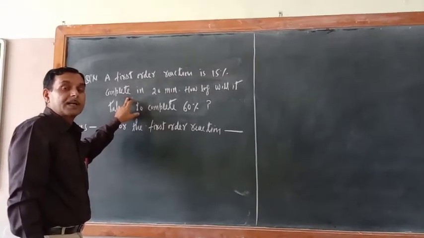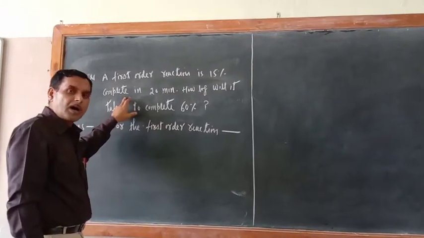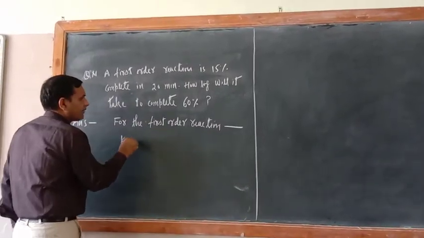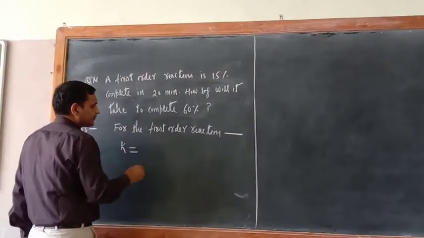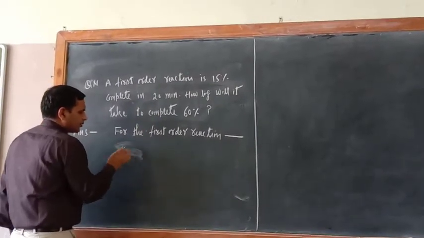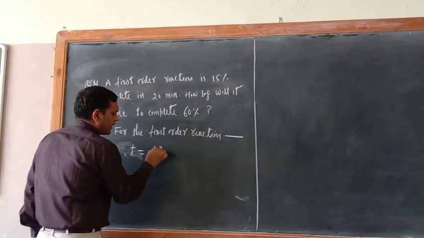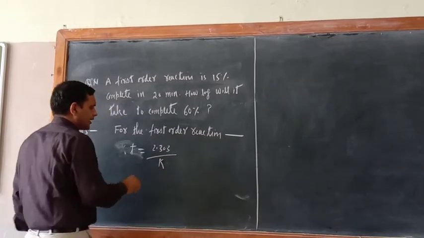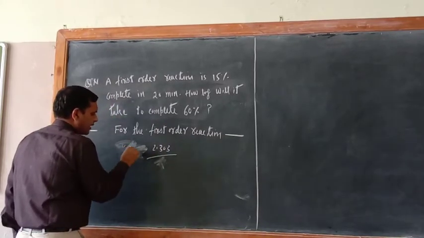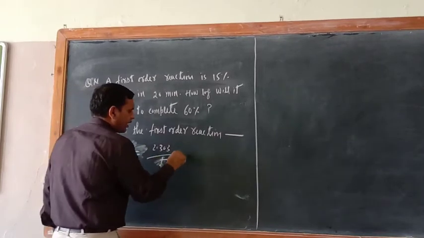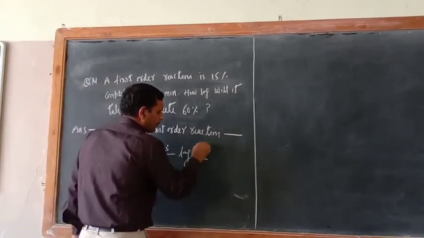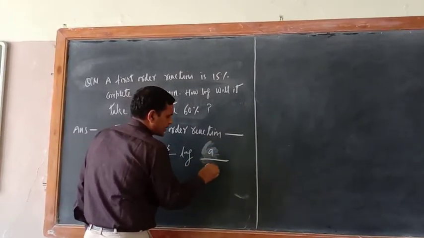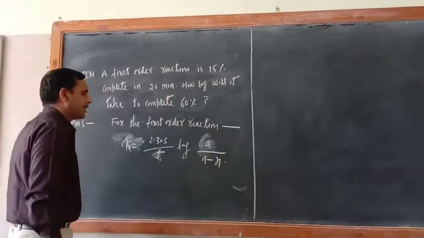Then for the calculation of A, you have to solve. Just see how. For the first order reaction, what is the K value? Since time they have given, we can write t equal to 2.303 divided by K. Now here only K will be there. K equal to 2.303 divided by t, and here log a0 by a minus x. I am solving with the help of this one.